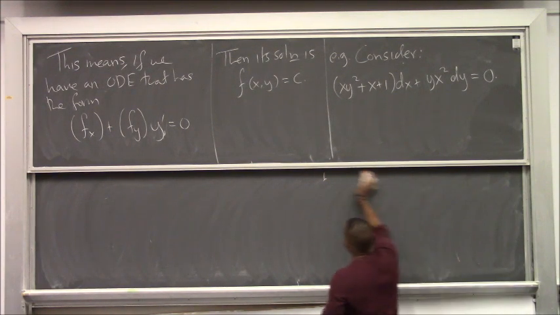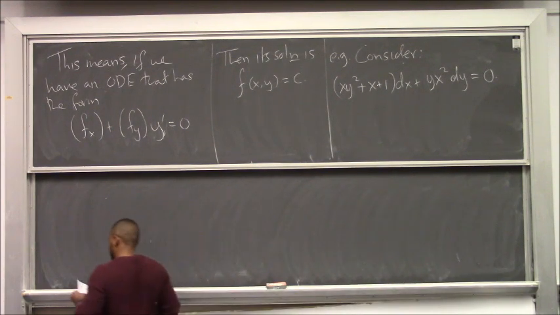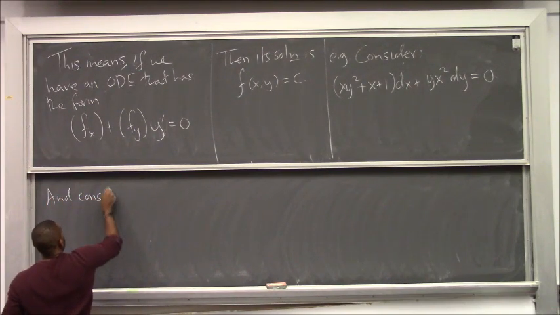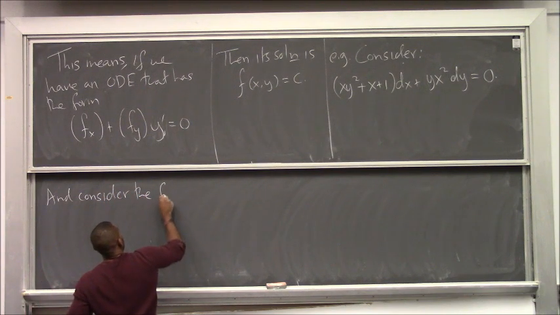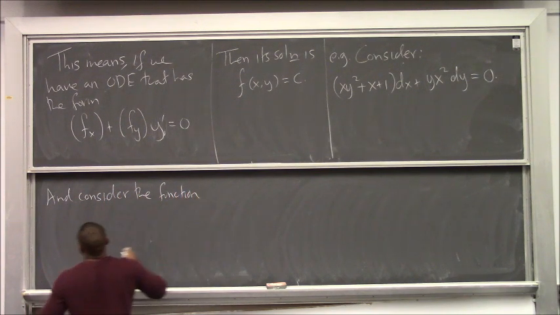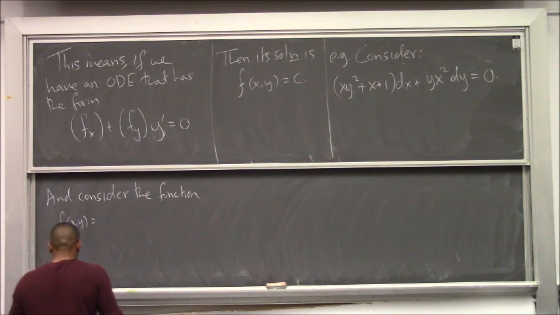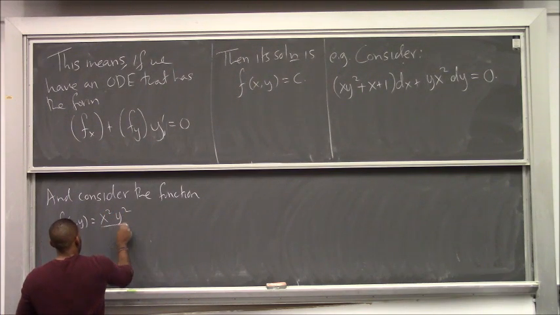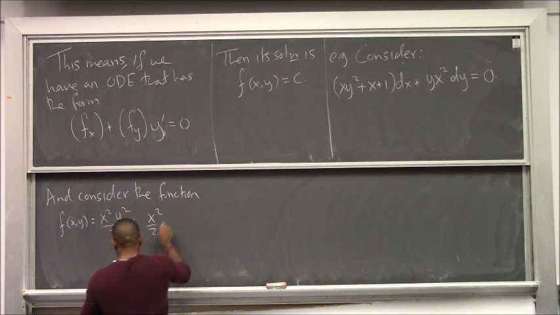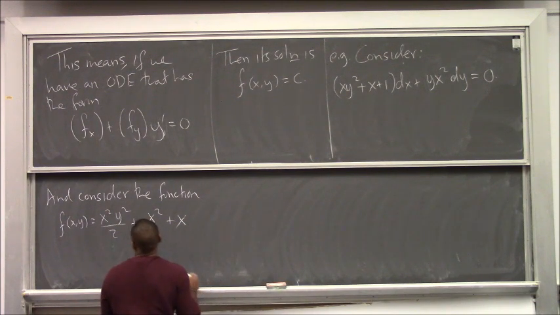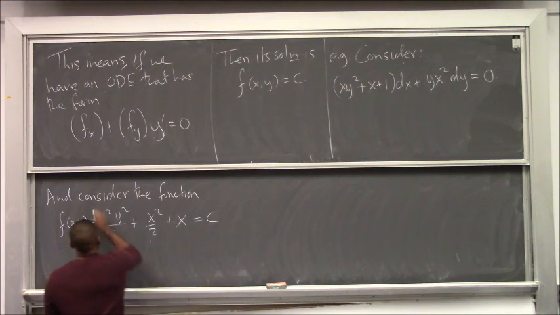Now, here's what I also want you to notice. And consider the function. So I'm going to write down the function here: x squared y squared over 2 plus x squared over 2 plus x equals c, some implicitly defined function.